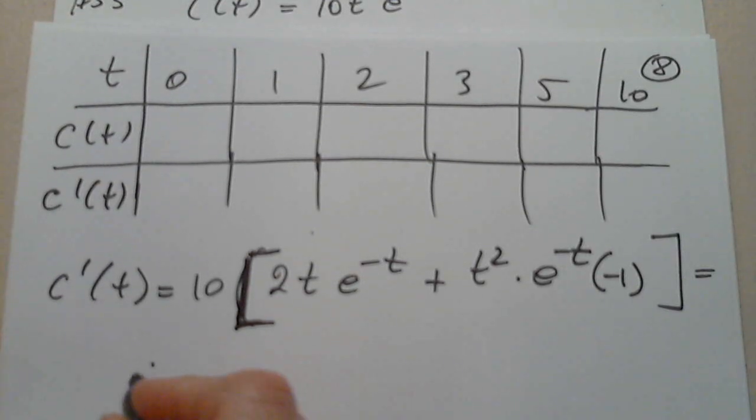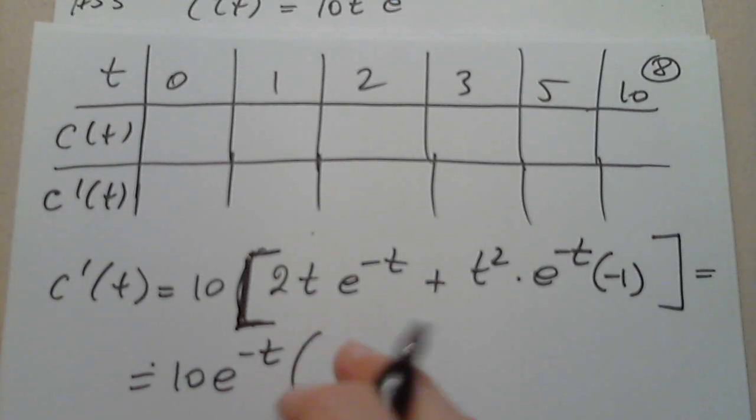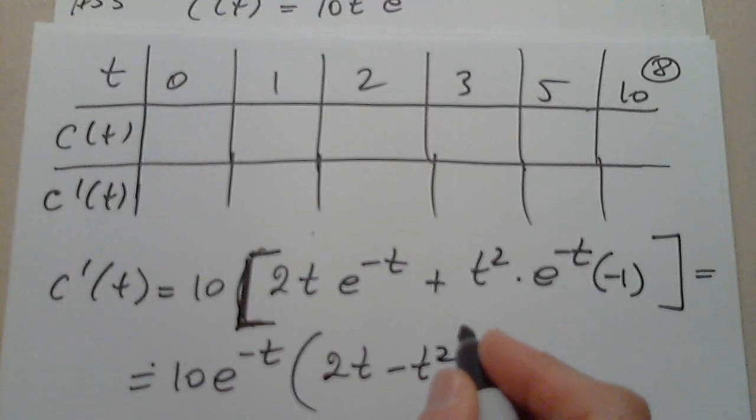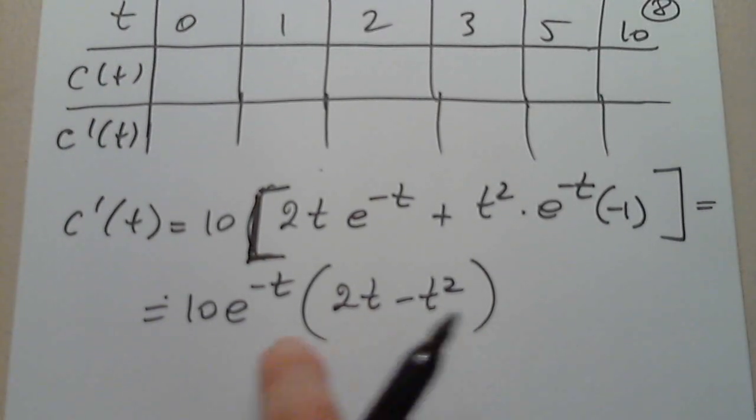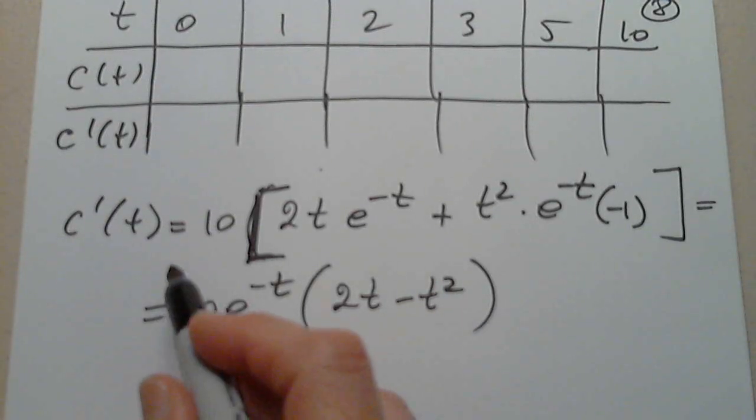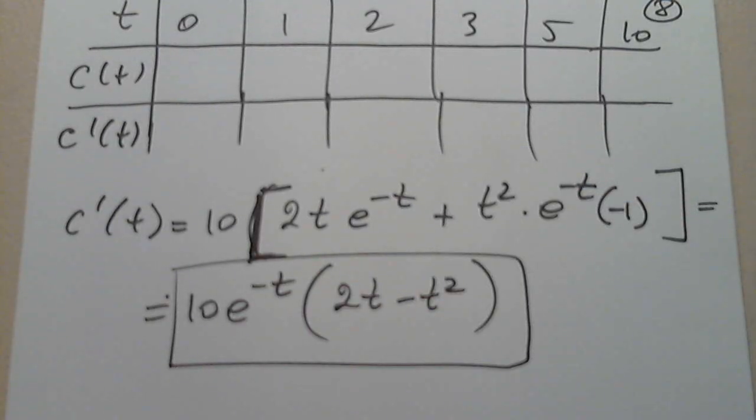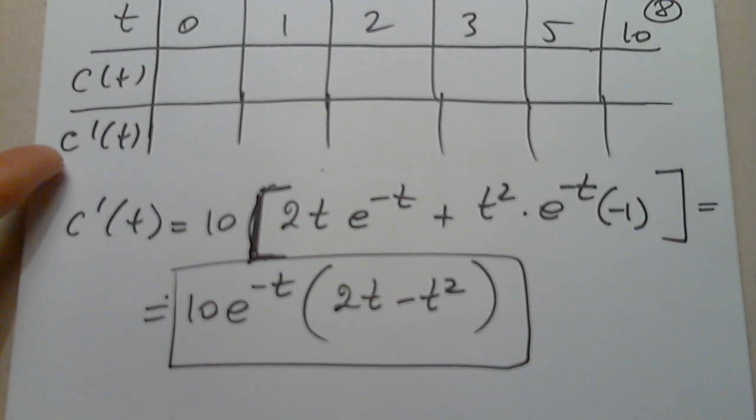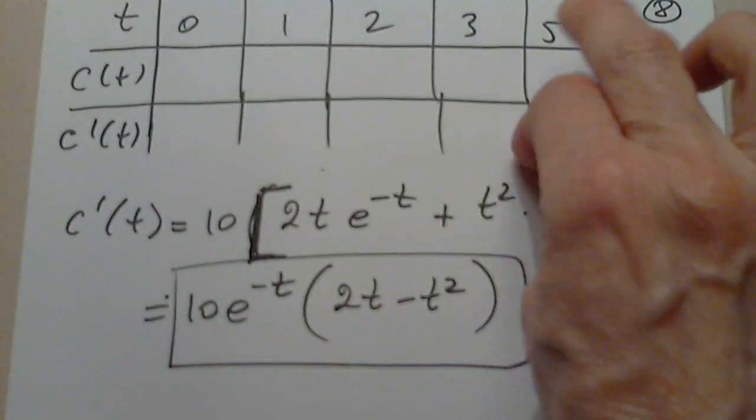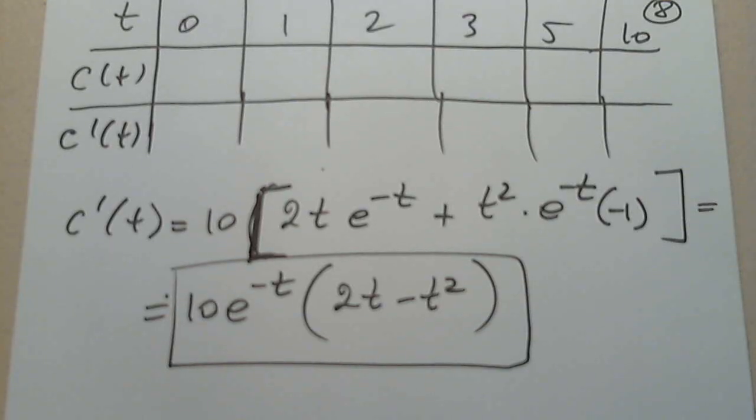I will simplify it. As 10, I factor out e to negative t, and let's see what we have inside. We have 2t minus t squared. And yes, I can also factor out a t, but for now, it's good enough. We're not going to do anything else with it. We're just going to plug in. So now, in the graphing calculator, I put c of x, and I also put c prime of x. Although with c prime, I'm only interested in 5, I will calculate all of them, since I'm going to have them right there.